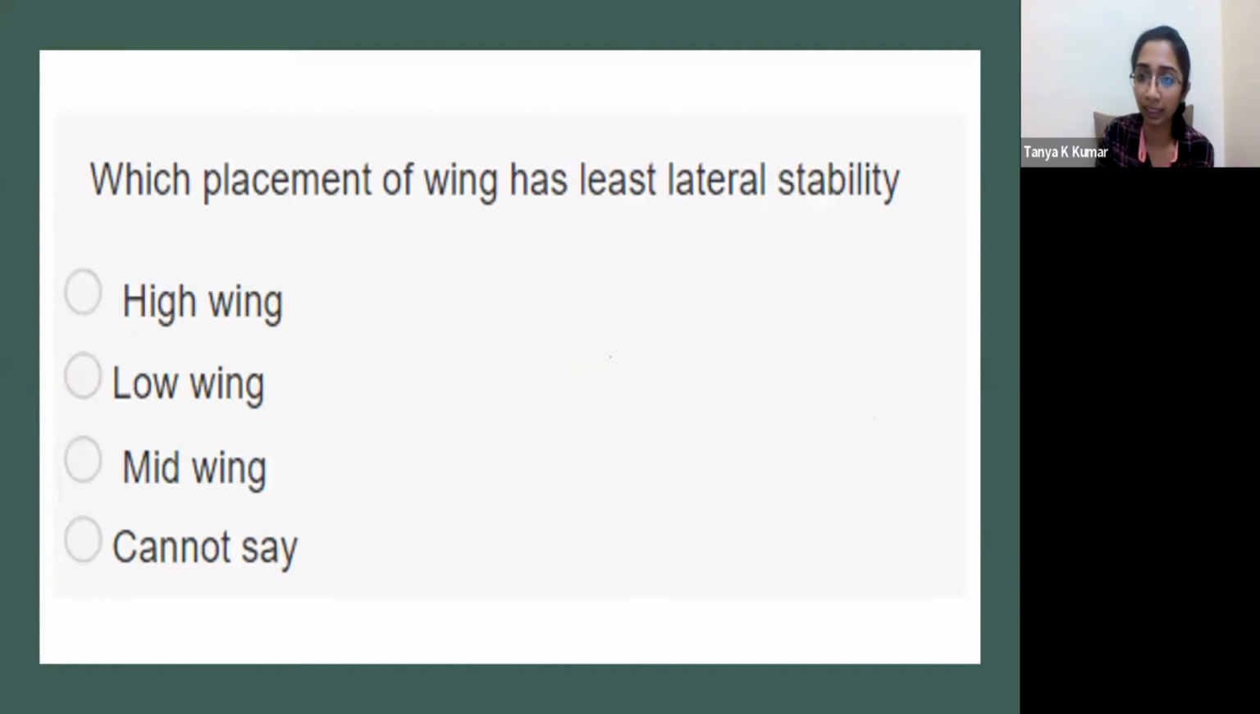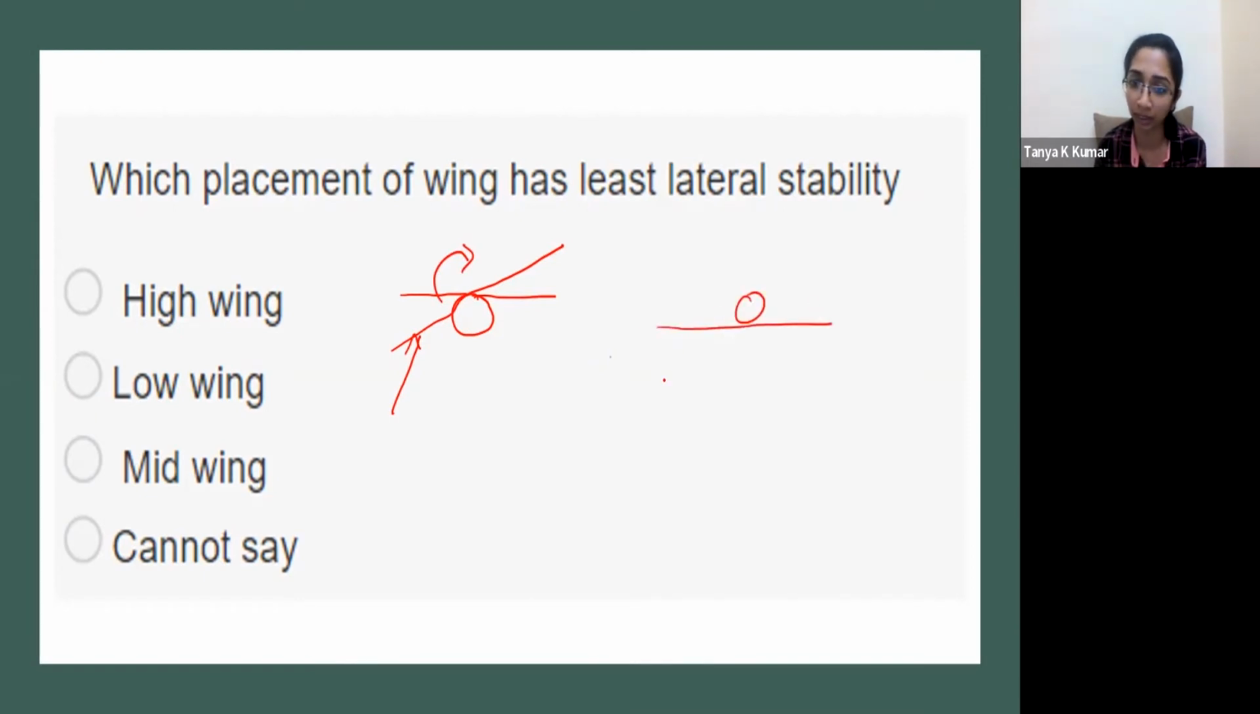Which placement of wing has least lateral stability? We just discussed this when we were discussing lateral stability. So if you have a high wing configuration, and you roll it here, this is the front view. The oncoming wind produces a sideslip angle, beta, and pushes this one and produces a restoring moment. So this is stable. Similarly, if you have a low wing and it rolls similarly, the oncoming wind pushes here.